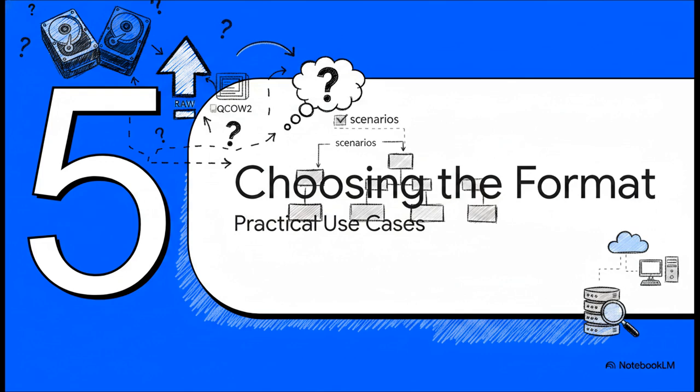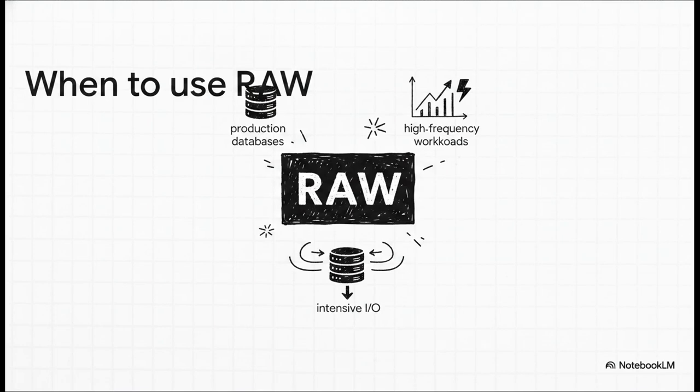So, with all of that in our heads, how do you actually pick one? Let's move away from the technical stuff and get into some practical, real-world scenarios that should make the decision a lot clearer. You should be reaching for RAW when every single microsecond counts. We're talking production databases, high-frequency trading systems, or any super intensive I/O workload. In these scenarios, that raw performance boost is more important than any of the fancy features.